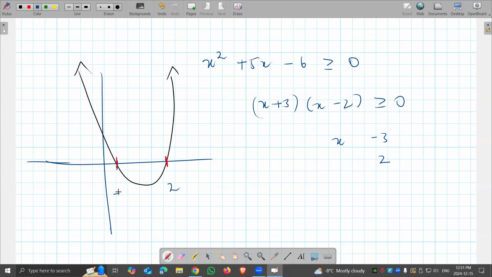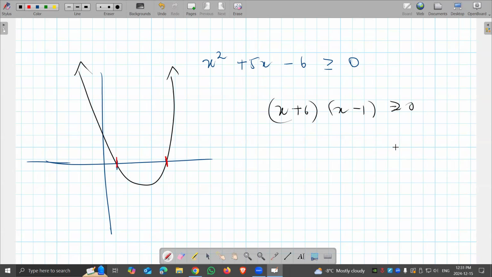Wouldn't it be 6 and -1? You are correct, because that doesn't actually add up to positive 5. Yeah, this is correct. So it'll be positive 6, negative 1, right? So 1 and negative 6.